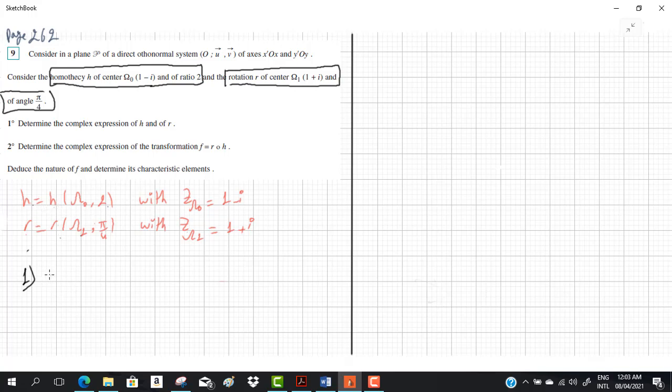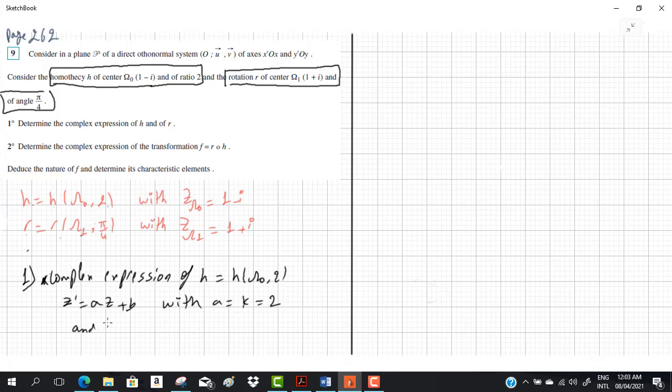At first لكن complex expression of H. أول شي we have Z prime equal AZ plus B. H هي homothety of center omega 0 and ratio K equals 2, with A equal K يعني 2 and B equal Z of the center Z of omega 0 into 1 minus A. Z للأوميجا 0 هو 1 minus I into 1 minus 2 يعني minus 1 equal minus 1 plus I.